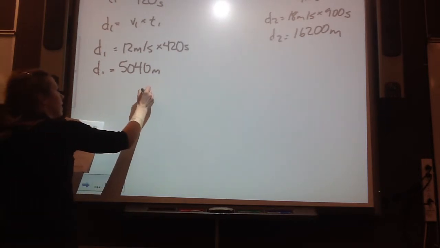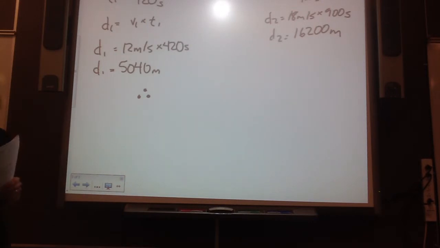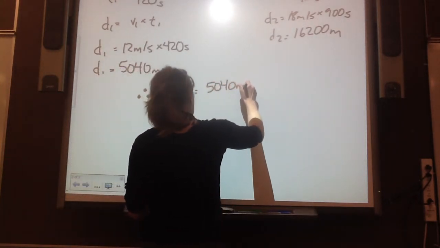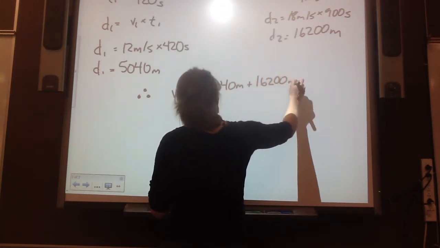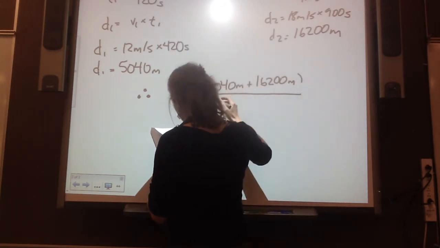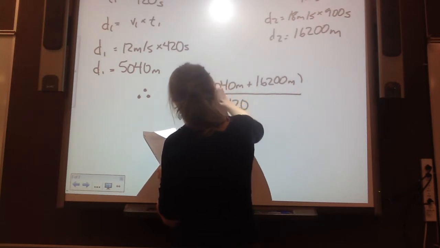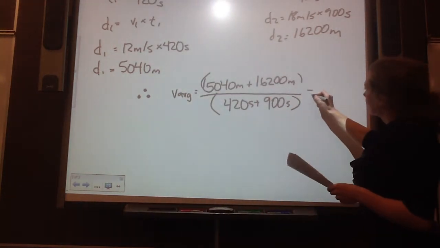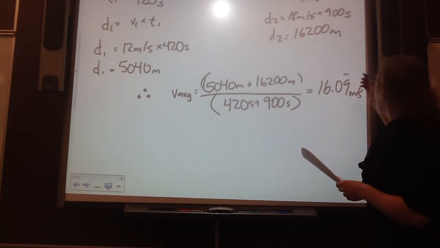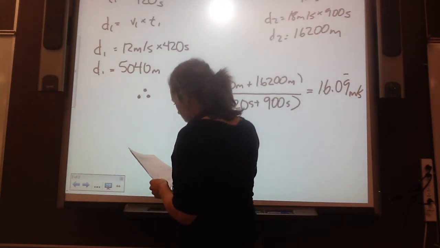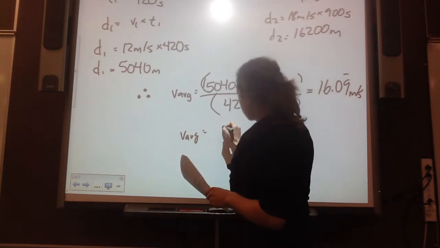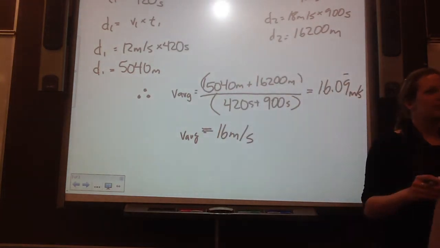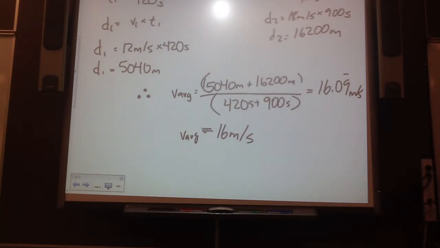Okay? So now, therefore, that's what my little triangle of dots means. Therefore, now I can find my V average is equal to 5040 meters plus 16200 meters. Okay. Divided by 420 seconds plus 900 seconds. This will equal 16.09 repeating meters per second. I have 2 sig digs, so I just simplified to 16 meters per second. What's the direction? Doesn't have a direction because it's a scalar quantity. We only need to communicate magnitude.